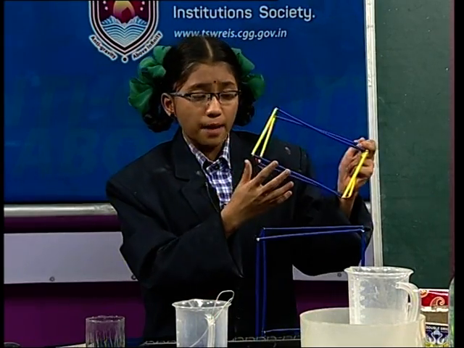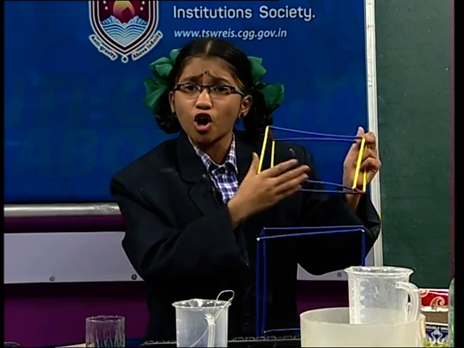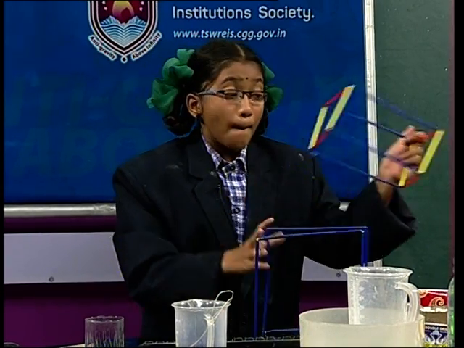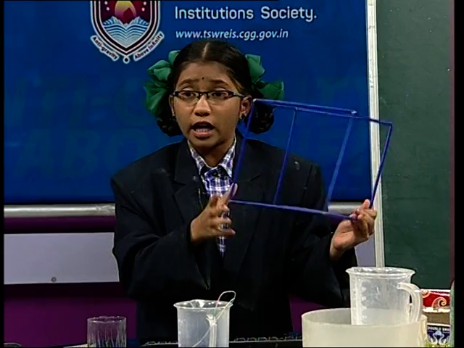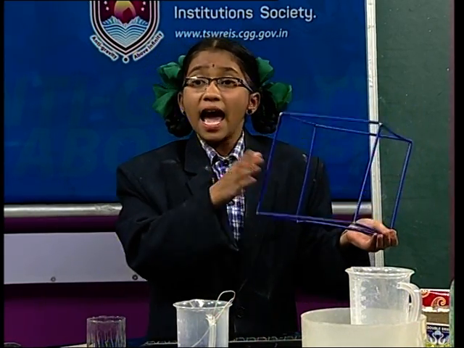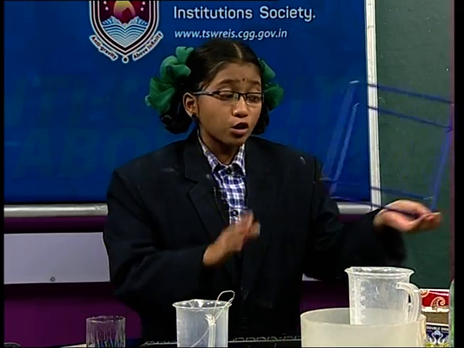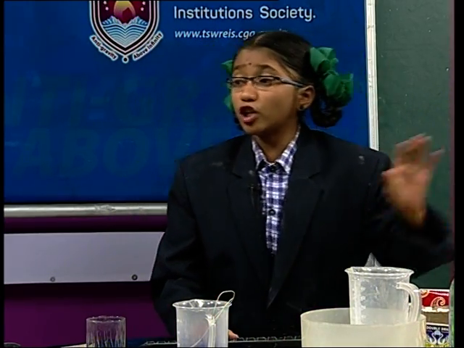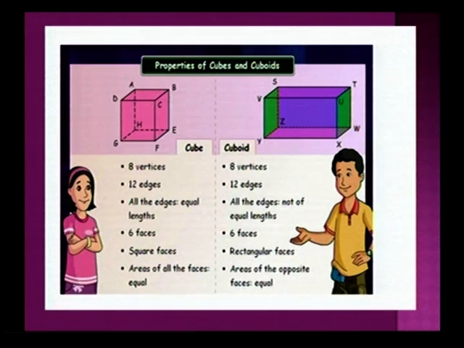In this, we may observe the cuboid object is not equal to one another. But in a cube, all the edges are equal. This edge is equal to this edge, and this edge is equal to this edge. So like this, that is the difference between cube and cuboid. Next, it has 6 faces. Cube also has 6 faces and cuboid also has 6 faces.